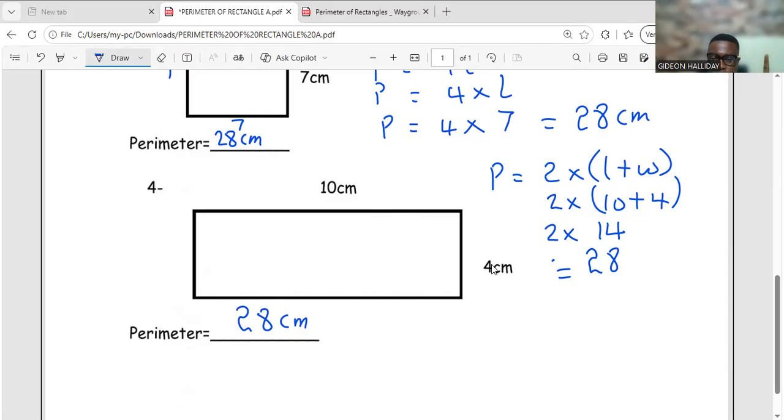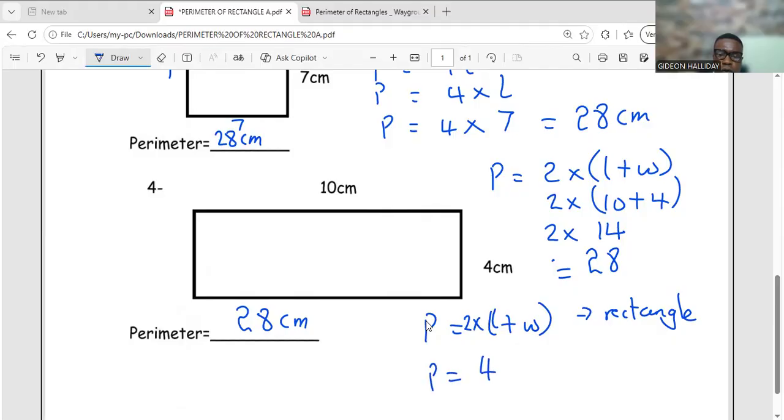So remember the perimeter for a rectangle is P equals 2 times L plus W. And then for a square, 4 times L.